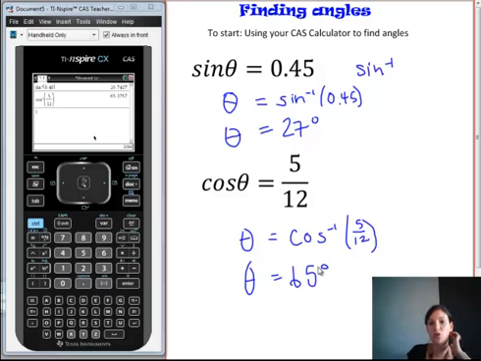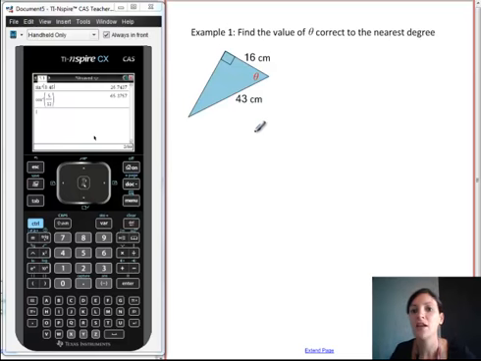Okay, so now we're ready to try an example. So here's the first one here. Find the value of theta correct to the nearest degree. So we're going to use the same steps that we did when we went to solve for a side length. So the first thing we should always do is label the sides that we're given with respect to the angle that we want to find. So 43 centimeters here, that's my hypotenuse because it's across from the right angle, and 16 centimeters is the adjacent side because it's beside the angle and in between the angle and the right angle.